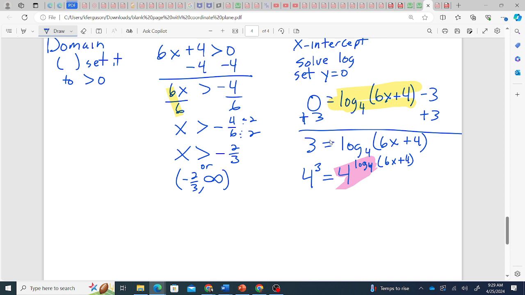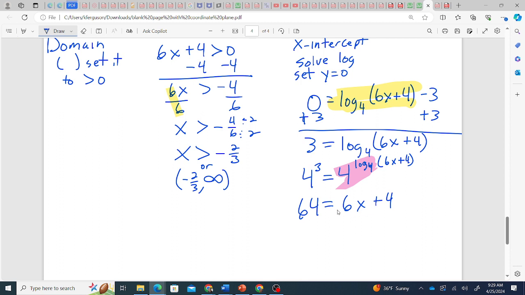That's 4 times 4 times 4. 4 times 4 is 16. 16 times 4 is 64. So that's 64 equals. The log and the base 4 go away. So that's 6x plus 4.